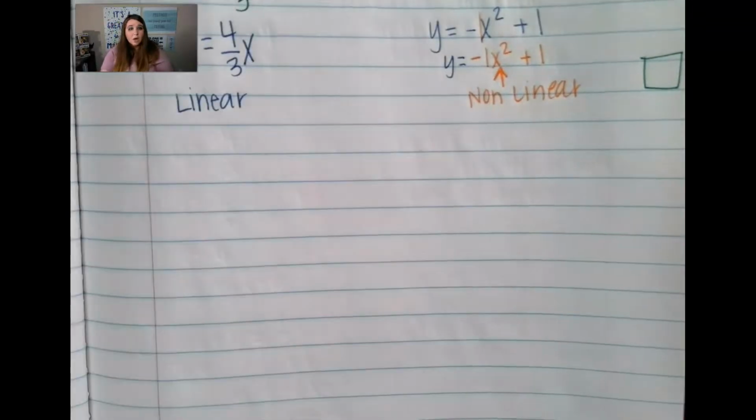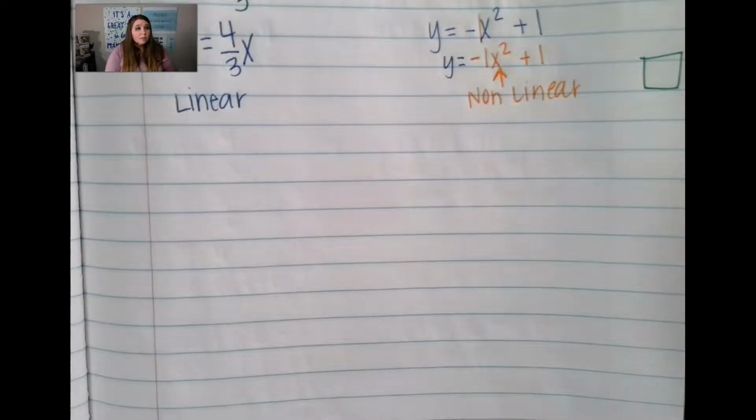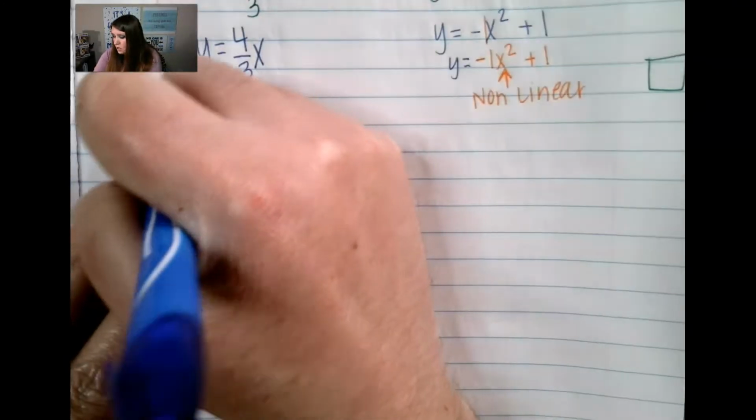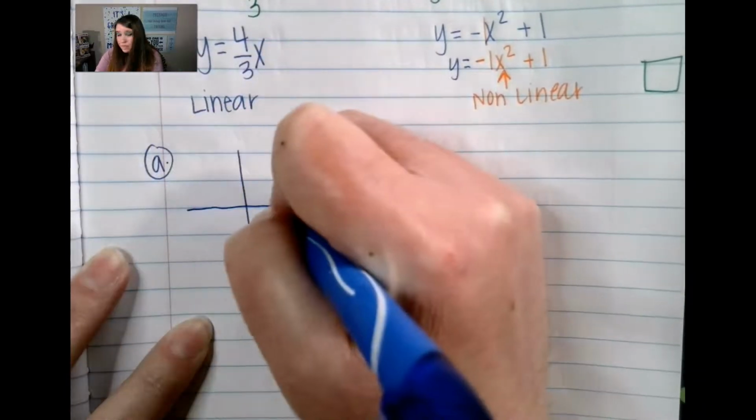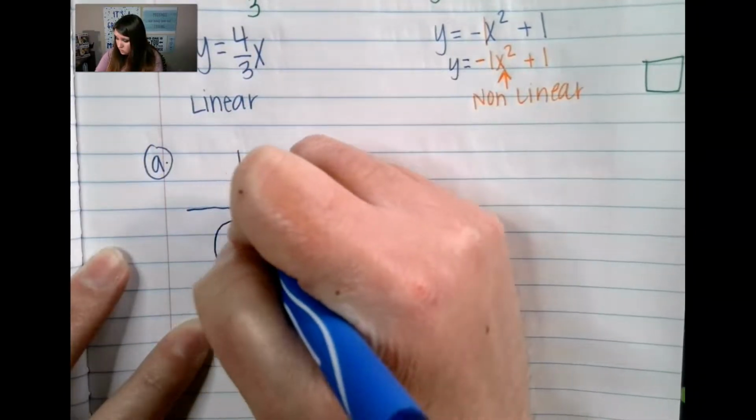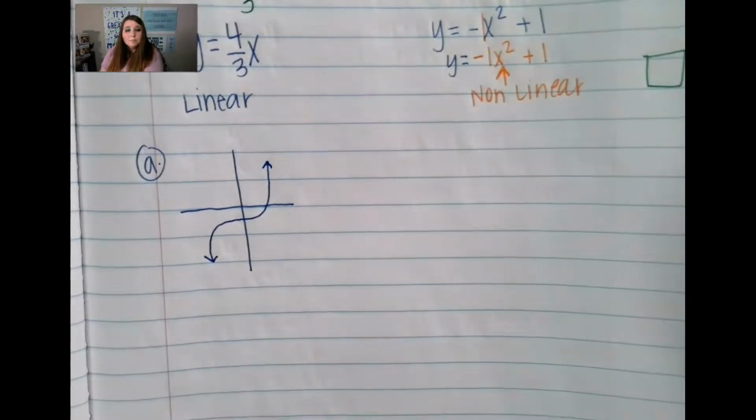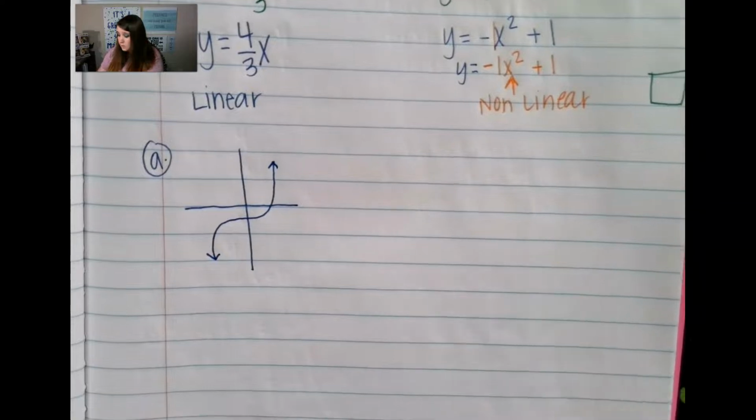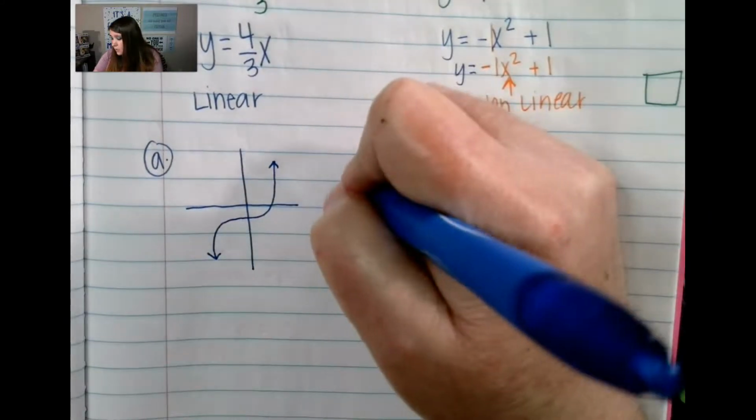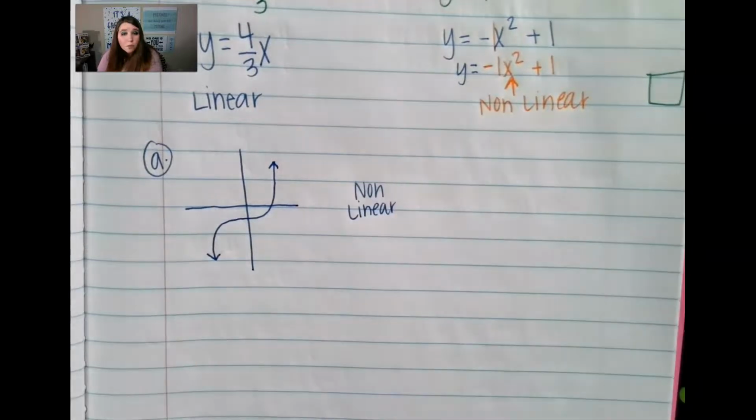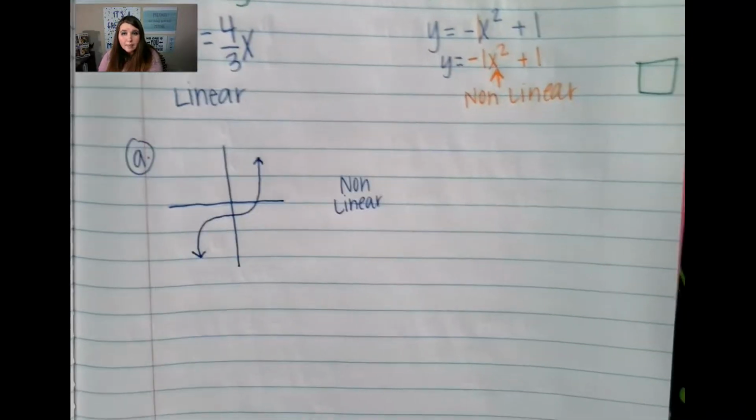Okay, now we're going to talk about graphs. We're going to look at some graphs and talk about whether these graphs are linear or non-linear. All right, so example A shows a graph that looks like this. This graph right here does not form a line. So because this doesn't form a line, this one is non-linear. We want a straight line.